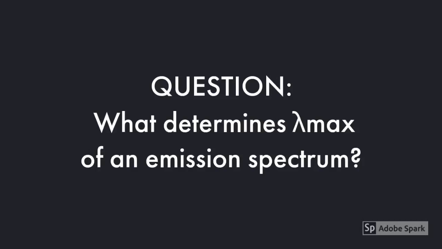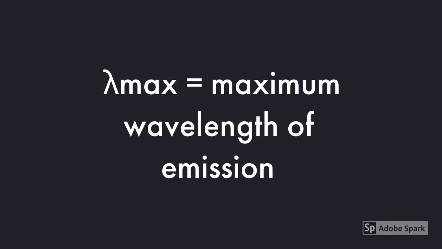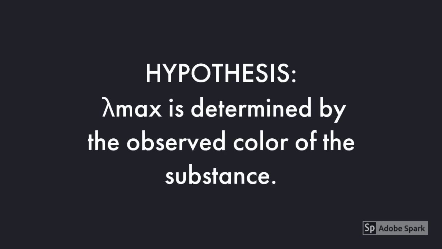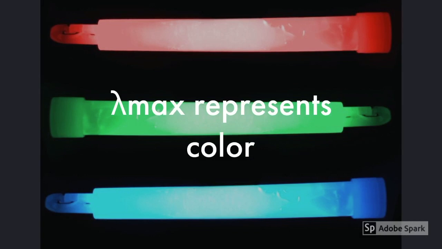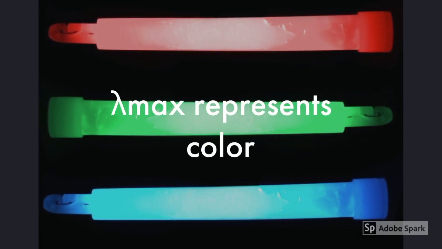In this video, we are examining what determines the lambda max of the emission spectra. Lambda max is the maximum wavelength of emission, meaning the wavelength at which the most photons are emitted by the substance. The hypothesis we had to test was that lambda max is determined by the observed color of the substance. In glow sticks, the lambda max for emission represents the color of the glow stick.